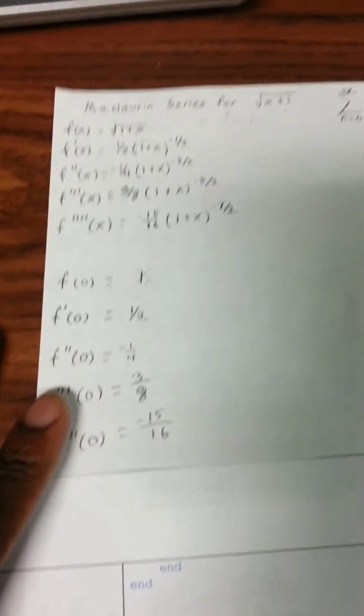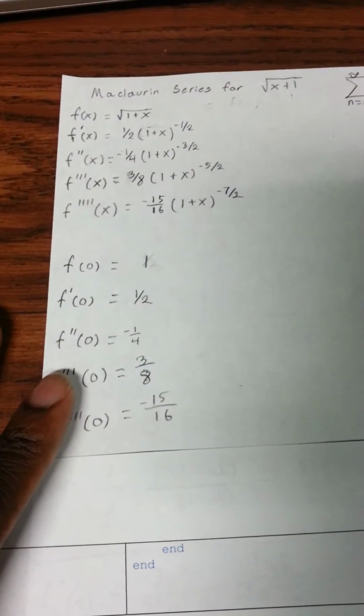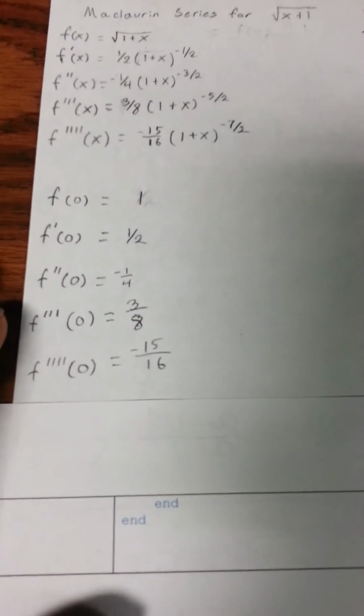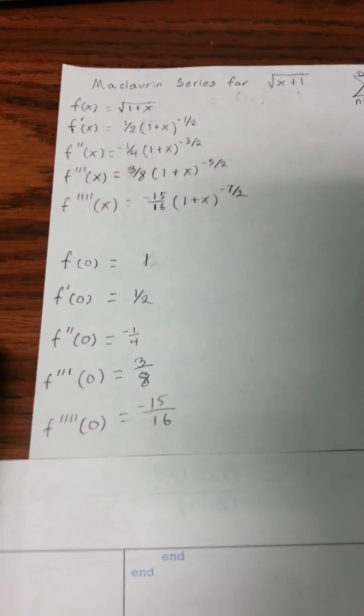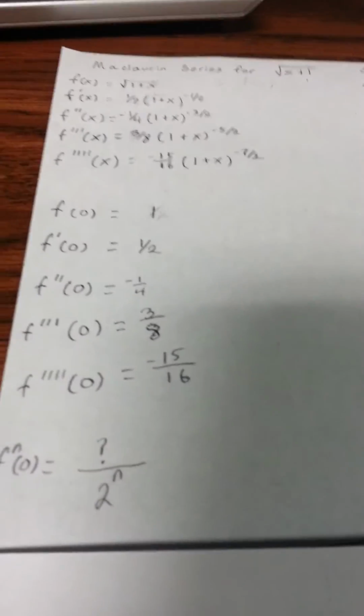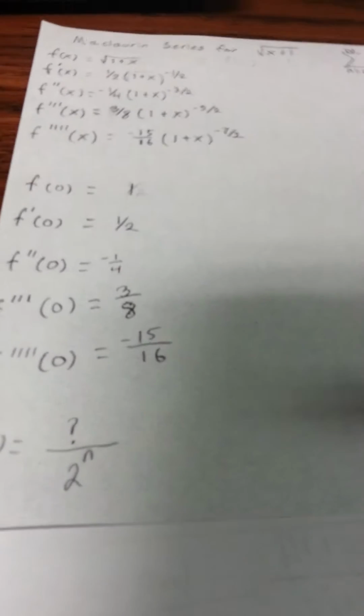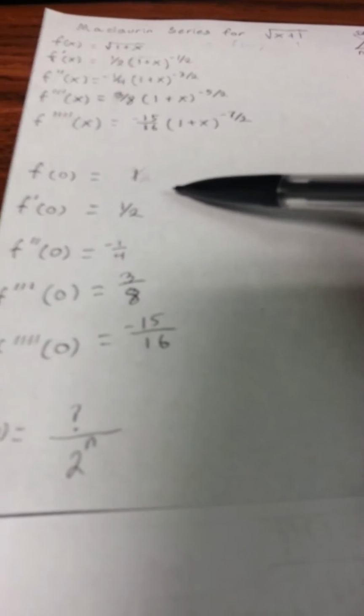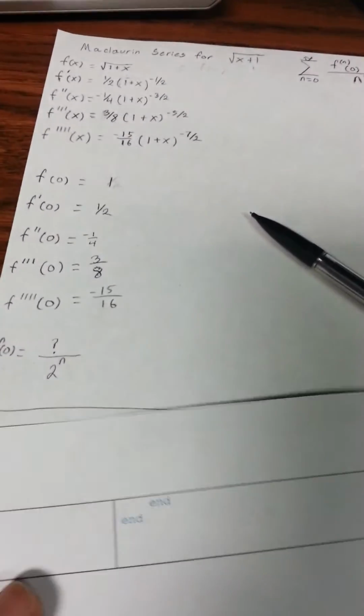Alright, well, that's about where the easy part ends. Now we have to try to find a pattern in this. Well, the numerator for this pattern is fairly straightforward. You just have 2 to the n. 2 to the 0 power is 1. 2 to the first power is 2. 2 to the second power is 4. Third power is 8. Fourth power is 16.